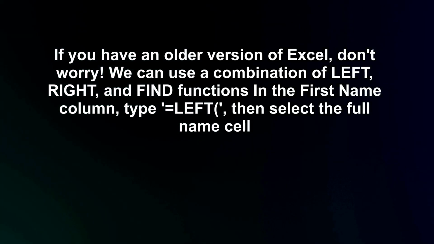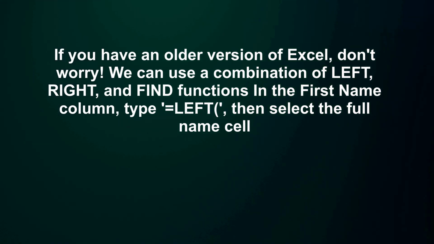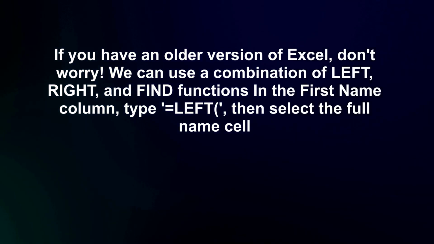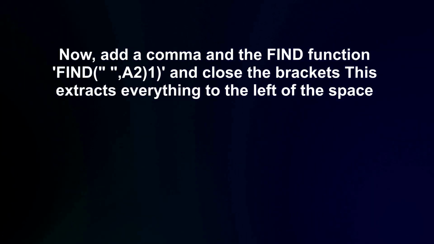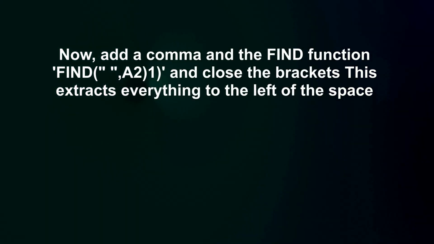We can use a combination of LEFT, RIGHT, and FIND functions in the first name column. Type equals LEFT, then select the full name cell. Now, add a comma and the FIND function: FIND(" ", A2) - 1, and close the brackets. This extracts everything to the left of the space.